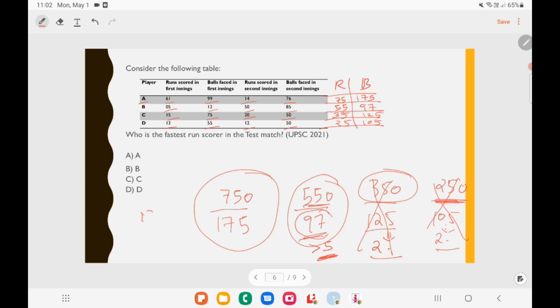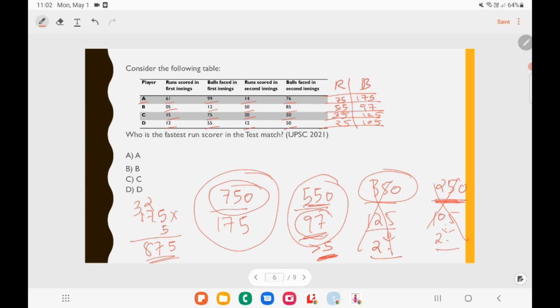So I am just taking 175 into 5. So 175 into 5 is 25. 7 into 5 is 35 plus 2 is 37. And 5 into 1 is 5 plus 3 is 8. So 875. So 175 into 5 is 875.